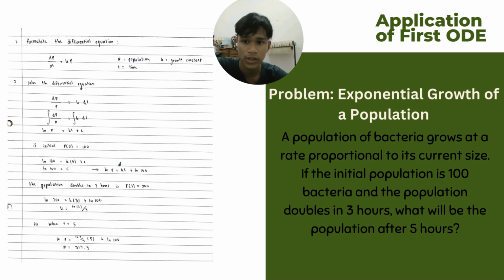Second, we solve the differential equation using the types of ODE we learned. For this one, it's separable. Now that we integrate it, we get the value of C using the initial population, which is 100. Next, we must get the value of the constant k by using the second sentence, the population doubles in 3 hours, which is P(3) equals 200. After that, you'll get the value of the constant. Now that we have the constant and C, we can find the population after 5 hours. Just put in the values and you'll get the answer.